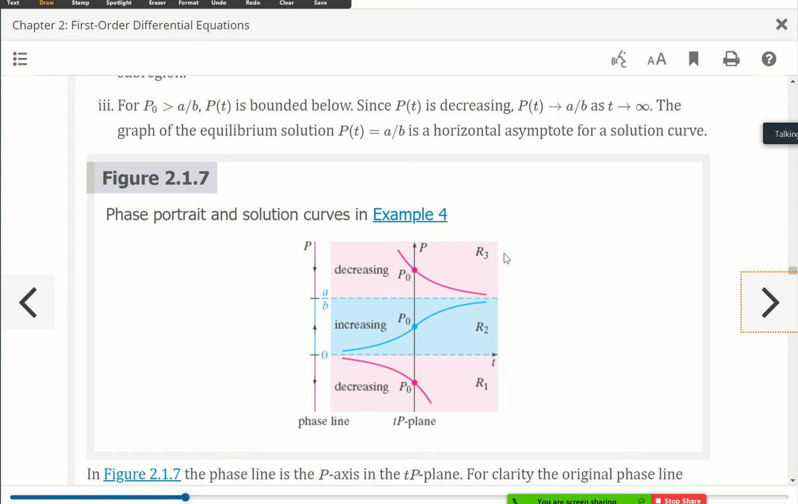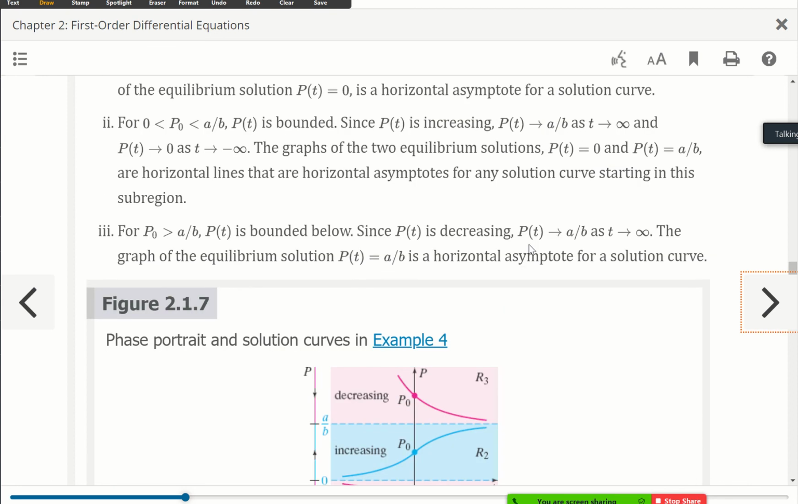And then we could ask the question, what's going to happen in this third region? We already determined from our phase portrait that it was negative there for P prime, which means that it's going to be decreasing like this. So as t approaches positive infinity, the solution curve will approach a over b. So P of t approaches a over b as t approaches infinity, because it is bounded below.